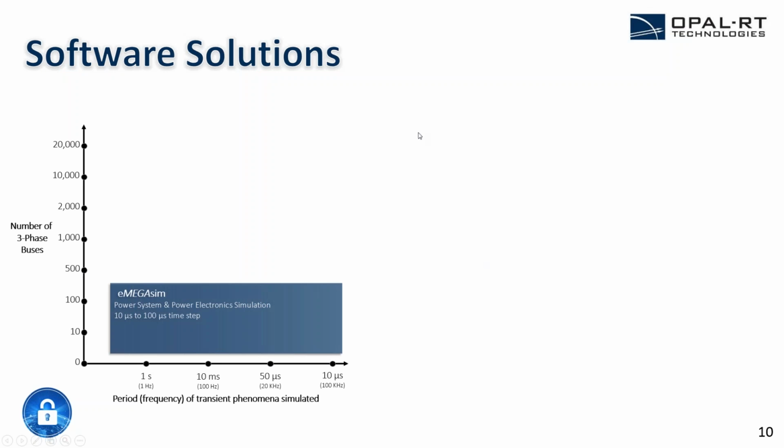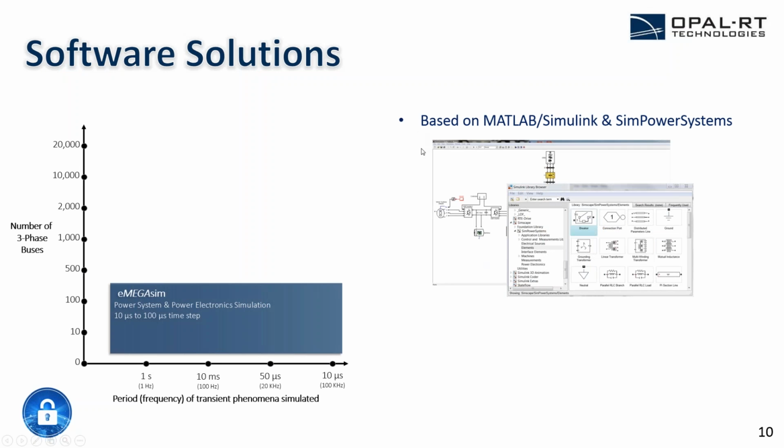eMegaSim is a real-time software intended just for that. It's actually based on MATLAB Simulink and SimPower systems, and it has a very open API that uses Python, C++, and Java. This permits you to automate studies and potentially even link to external systems.